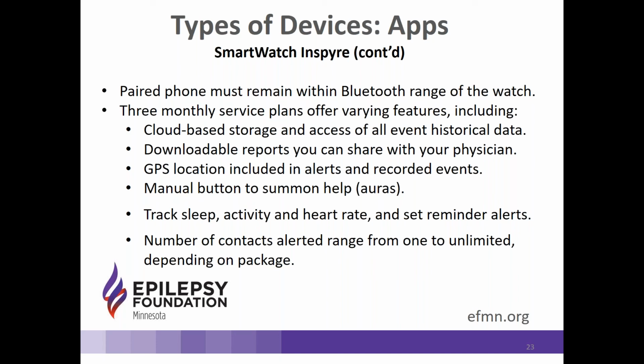Some of the things that are included are cloud-based storage and access to all of the data that's collected on the seizures that happen, downloadable reports that you can share with your physician. GPS location is included again in those alerts and recorded events. It also has a manual button to summon help. So if you are a person who gets auras or gets some sort of warning that a seizure is coming, you actually have the option to hit that button yourself and call for help before the seizure actually begins.